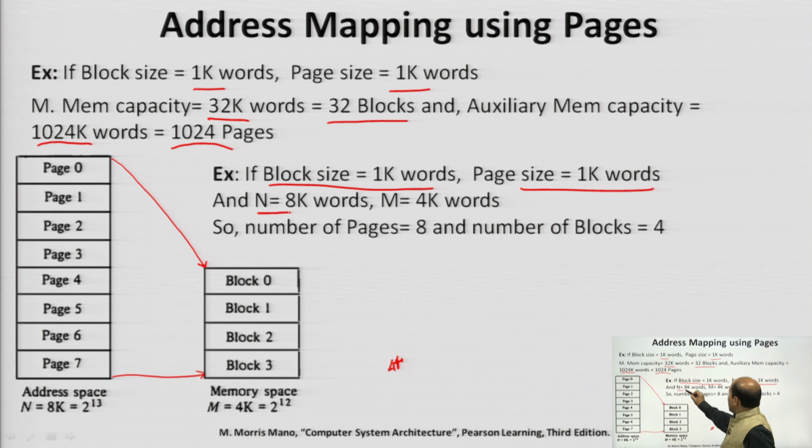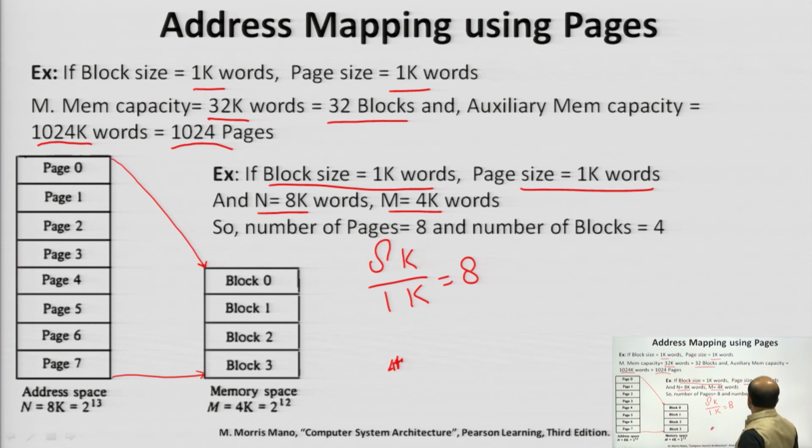The address space is given as 8K words and the memory space, or main memory capacity, is 4K words. How many pages and how many blocks are there? Let us calculate. Pages are stored in the auxiliary memory area, or address space, which is divided into equal-size pages. So, 8K divided by 1K, because one page size is 1K, gives 8 pages in the address space. And how many blocks? In the same way, 4K is the size of main memory and 1K is the block size, so it will be 4.